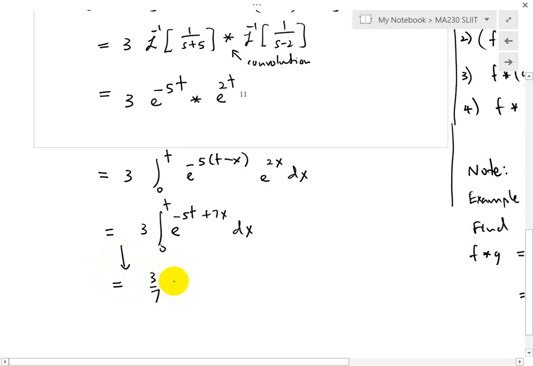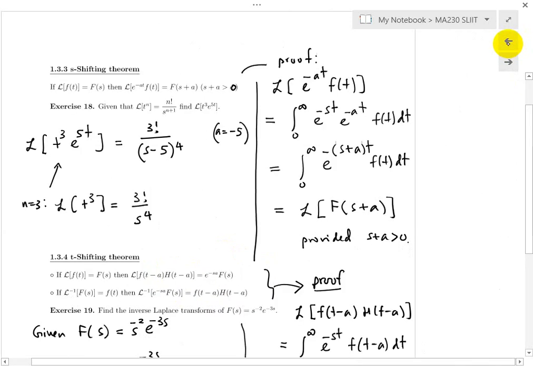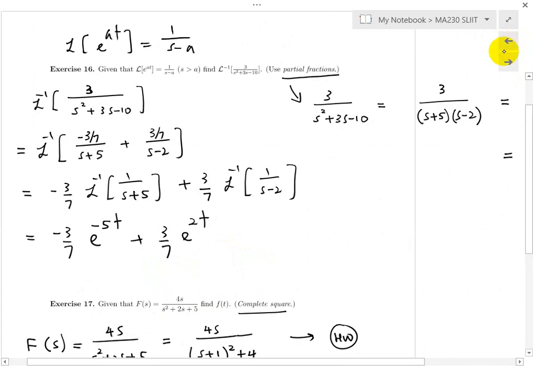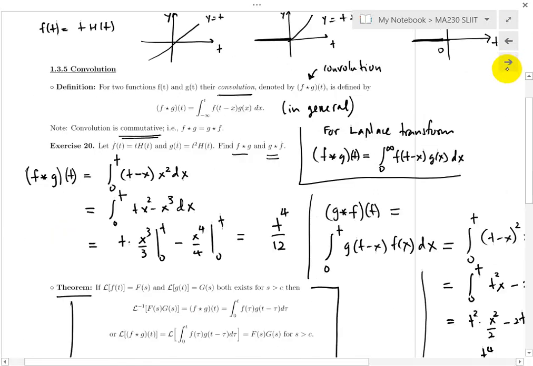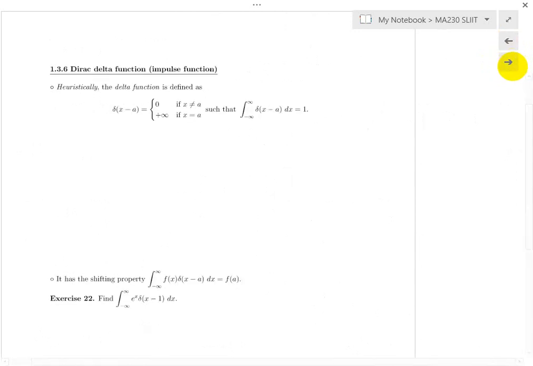So 3/7, okay, after putting the limits. So check with this earlier calculation, it should be the same answer. Exponential 2t minus exponential minus 5t. So this is what we had. I mean, if you factor out, you get the same answer. Okay. So that's pretty much what you need to know about convolution.